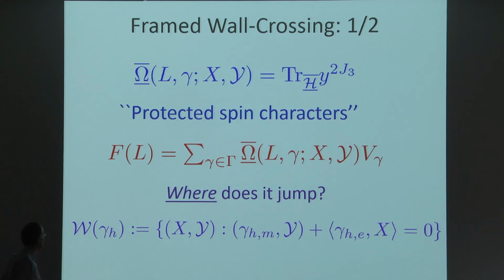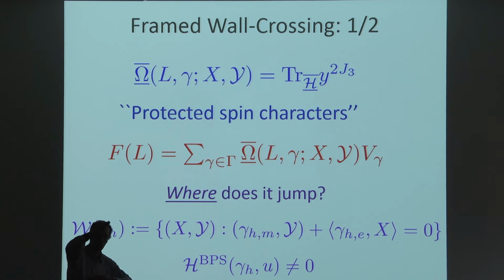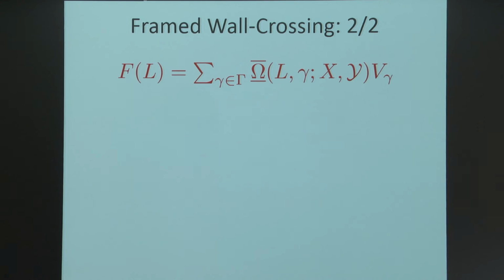Now, where does it jump exactly? It jumps across walls, which are given by this linear equation in y and x, and depends on a charge gamma H. So those are the walls W of gamma H. What's gamma H? Gamma H is any charge that supports a vanilla unframed ordinary BPS state. So if you have a vanilla unframed ordinary BPS state, it produces a wall, and across that wall, the framed states jump.